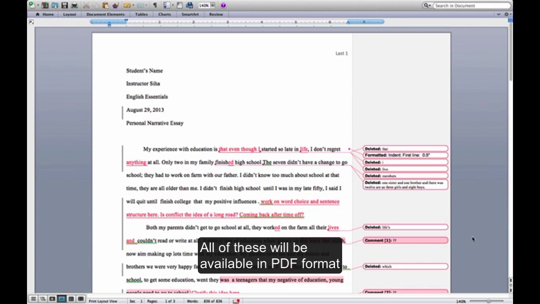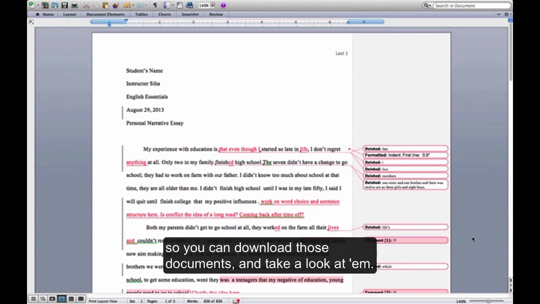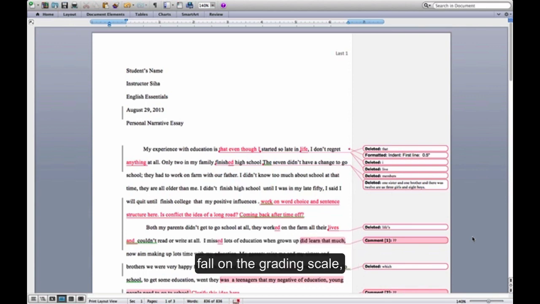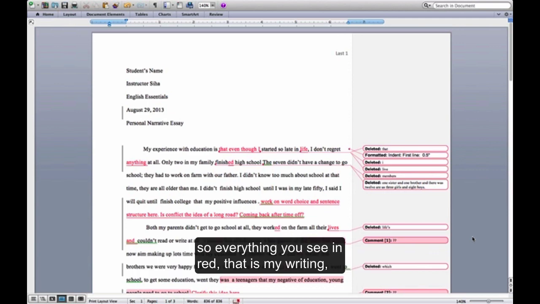All of these will be available in PDF format with my changes and comments embedded in there, so you can download those documents and take a look at them. So I won't go through every single detail on these essays, but I want to give you a sense of where these essays fall on the grading scale and what I'm specifically looking for in this essay. So the way I'm going to do this is through Microsoft Word's track changes. So everything you see in red, that is my writing. That is my commenting on this student's essay.